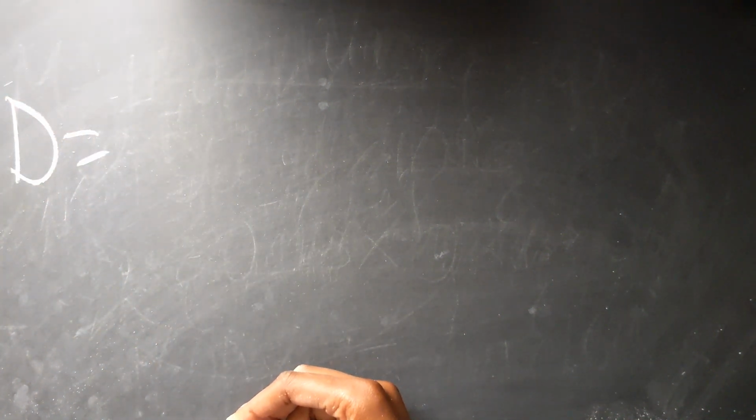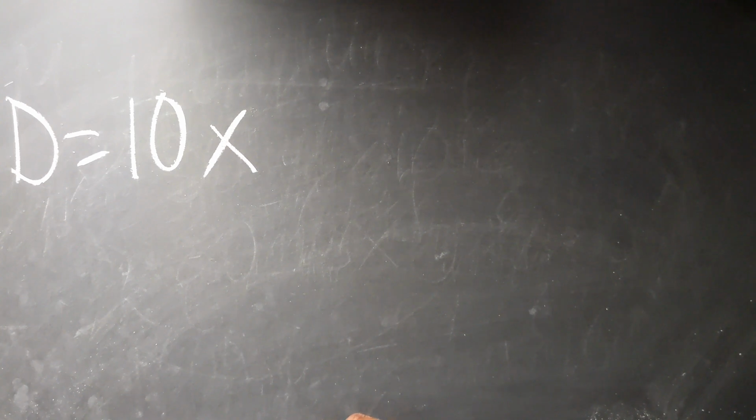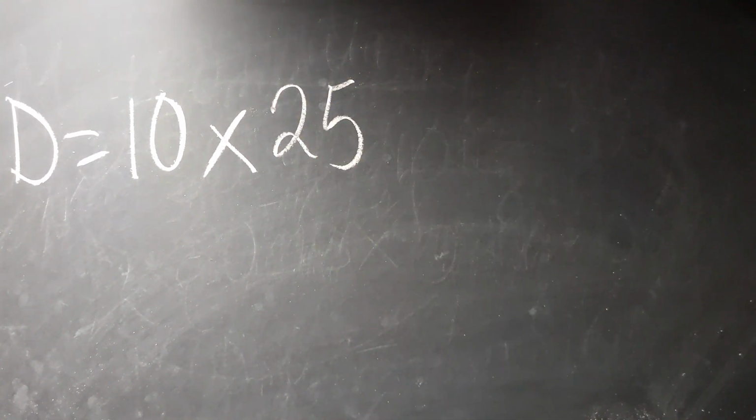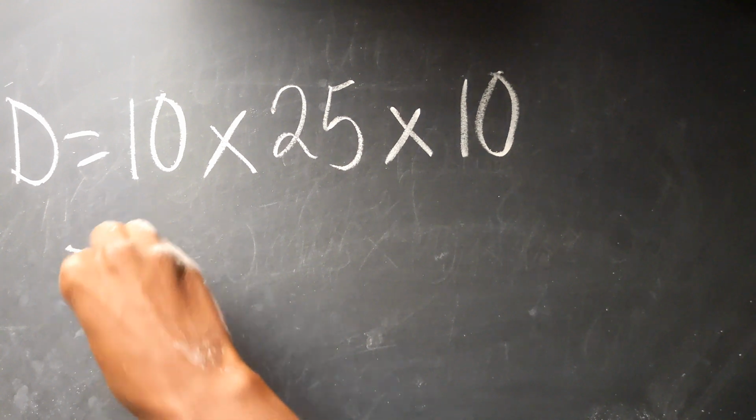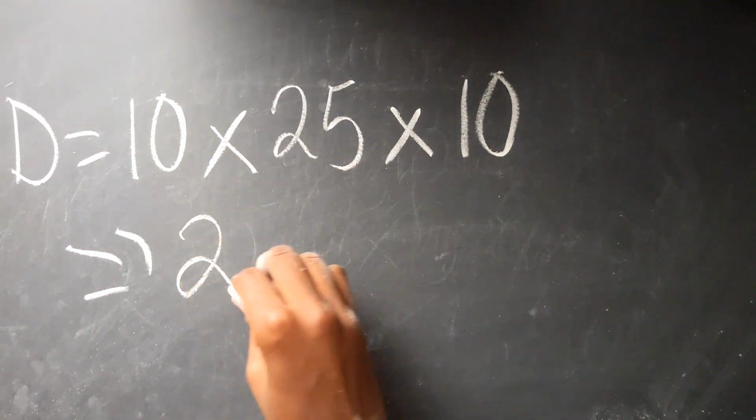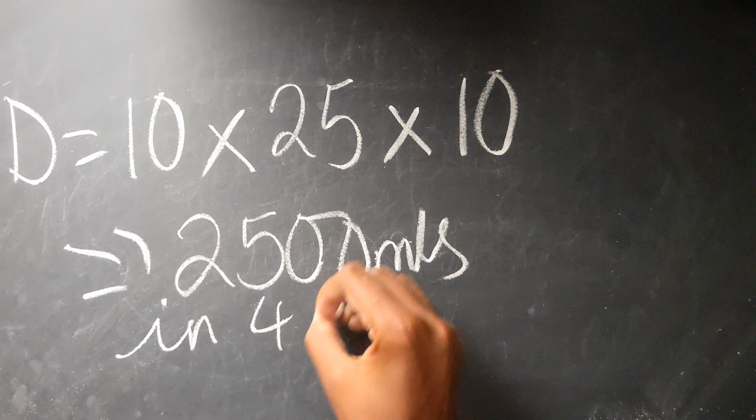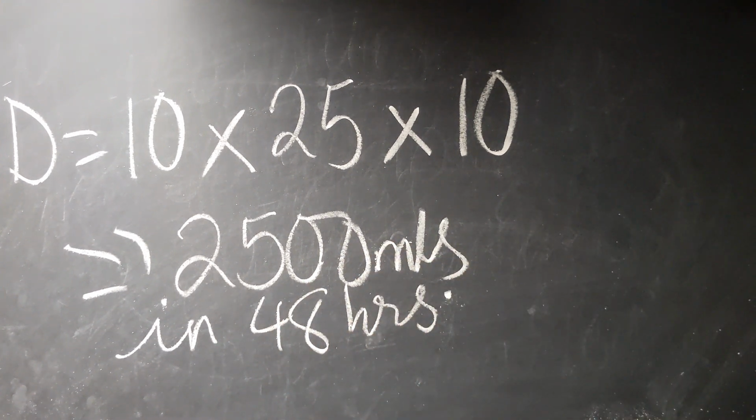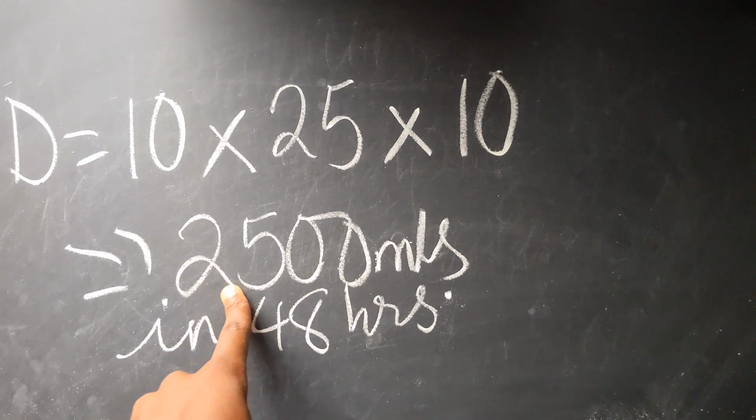So we have our maintenance, which is 1600 mils, right? Now we calculate the deficit. So for the deficit, we have to assume that the percentage of dehydration is 10. Then you multiply by the body weight, which is 25 kg. Then you multiply by another 10, right? That's the formula, remember? So when you multiply this by this by this, it will give you 2500 mils. And this is in what? In 48 hours.